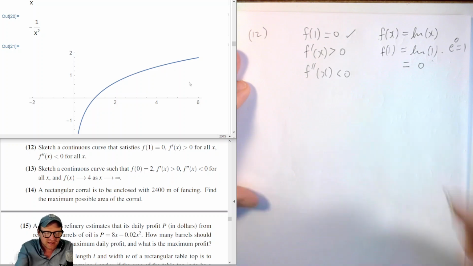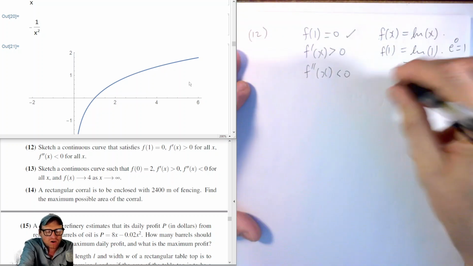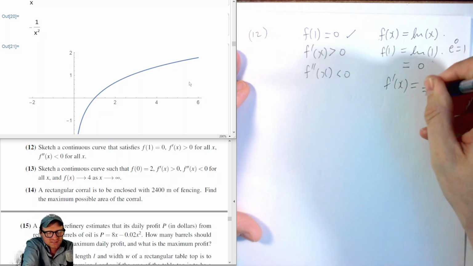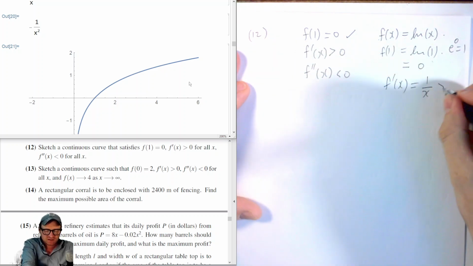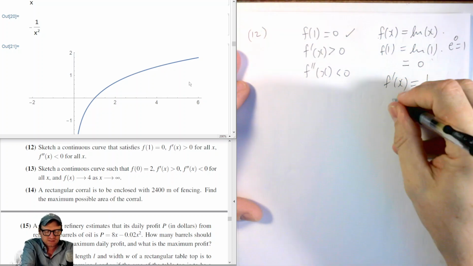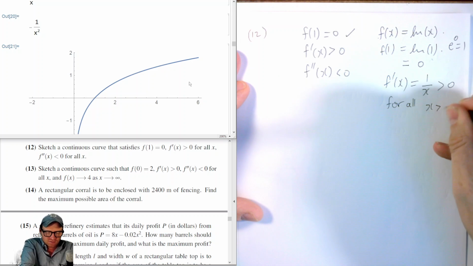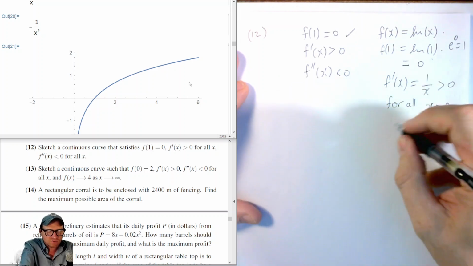f dash of x, if we differentiate the natural log, we have 1 on x, and if x is positive, then this is positive. So this is positive for all x greater than 0. Okay, now let's take the second derivative.